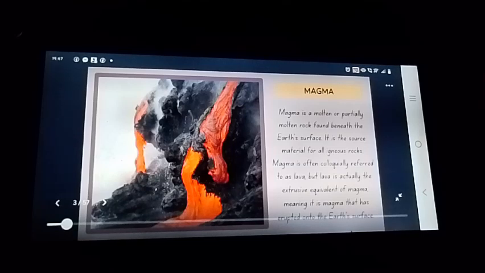Magma is the source material for all igneous rocks. These are rocks formed from the cooling and solidification of magma or lava. Here's a sample breakdown. Magma: underground, molten rock. Lava: above ground, molten rock or erupted magma. Igneous rock: the solid rock formed from cooled magma or lava. Think of it like baking a cake. The batter is like the magma and the cake is like the igneous rock.